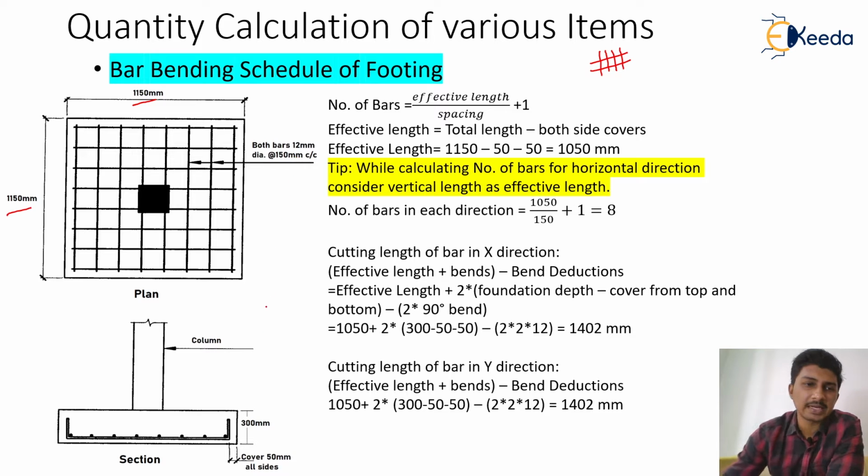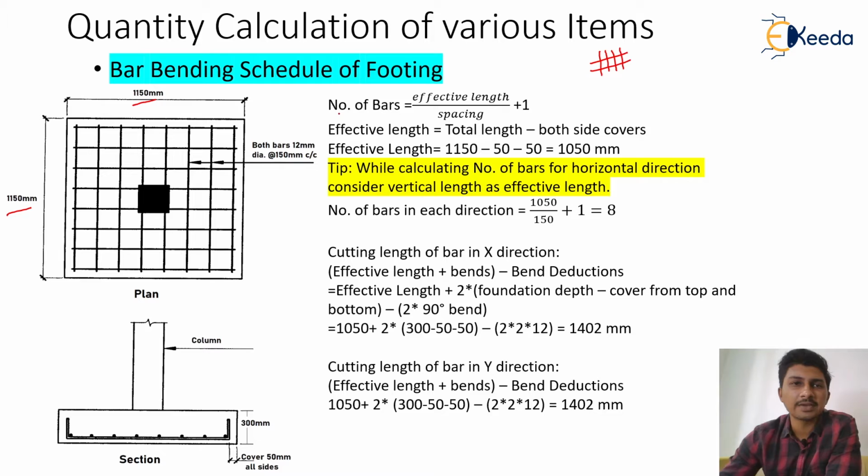12 mm. And the section provides the detail about the thickness of that foundation, that is 300 mm, and the cover that is provided is 50 mm from all the sides. All the sides includes 50 mm from top, side and bottom, everything. So let us see how we are going to calculate first of all number of bars, then length of the bar, and ultimately the BBS document.